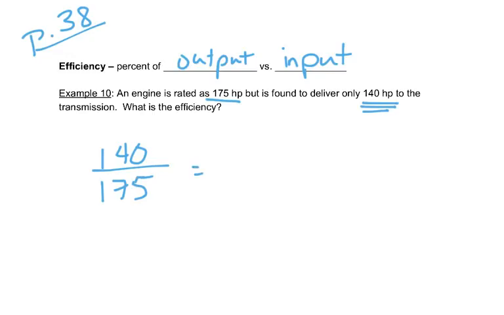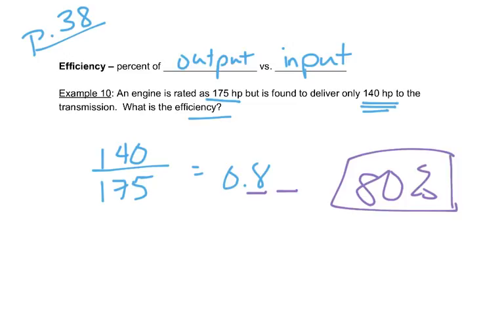So we divide that, and we get 0.8. And the efficiency we want as a percent, so we'll move the decimal place 2 places over, and we find that this is 80% efficient.